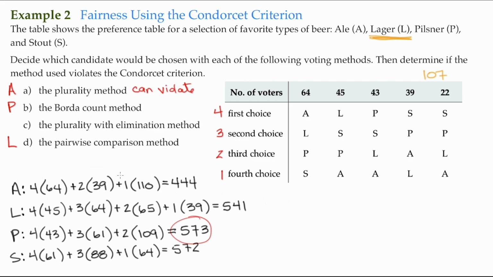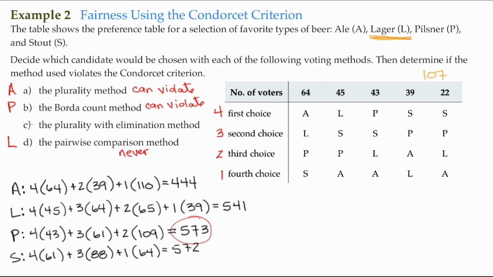So far we've gone through 3 methods. We used the pairwise comparison method to help with the Condorcet criterion, so it's the same. Pairwise came up with Lager. So the pairwise comparison method will never violate the Condorcet criterion. The Borda count method can violate. Doesn't mean that it always will, but it can. So we have Ale winning in the plurality method, Pilsner winning in the Borda count method. We know Lager should be the Condorcet winner. That's going to be the pairwise comparison method.